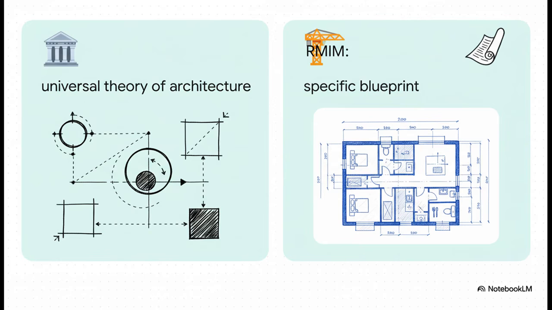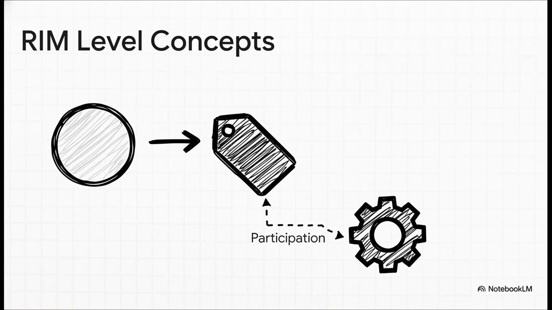Now, this slide is super important, a classic exam topic, RIM versus RMIM. If the RIM is the universal theory of architecture, an RMIM, that's a refined message information model, is the specific blueprint for building one particular house. It takes those abstract concepts from the RIM and makes them totally concrete for a specific use case, like ordering a lab test.